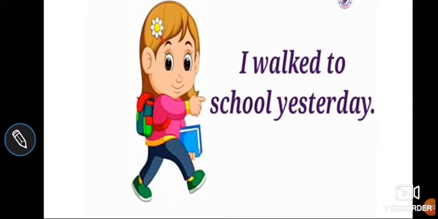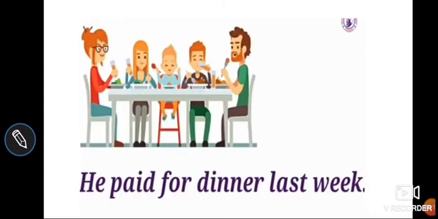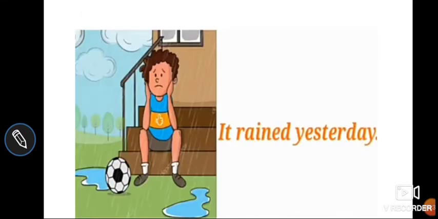For example, I walked to school yesterday. So it is over. It is finished. This action has been finished. He paid for dinner last week. Again, this action is over. It has happened in the past. I kicked the ball. Again, this is a simple past tense because the action is over. It rained yesterday. This sentence also tells us that the action has been completed. It was over. Something which happened yesterday. Gone, over.